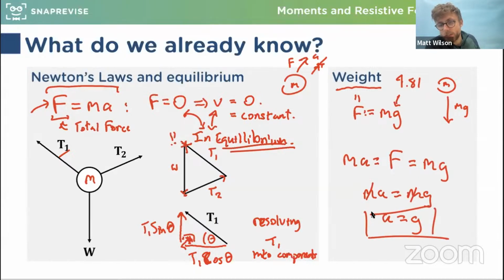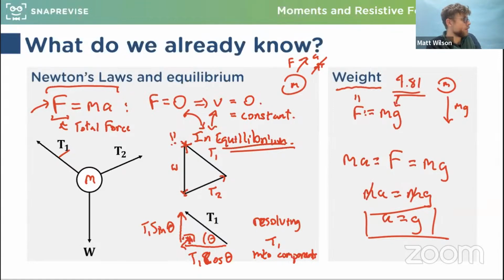Now that might not seem so weird at first sight, but what that's telling us is that the acceleration of any object on Earth is going to be 9.81 meters per second squared. And that doesn't matter what it's made of. It doesn't matter what size it is. It doesn't matter how heavy it is, in a sense, how much mass it has. It doesn't matter. It will still accelerate at the same rate.